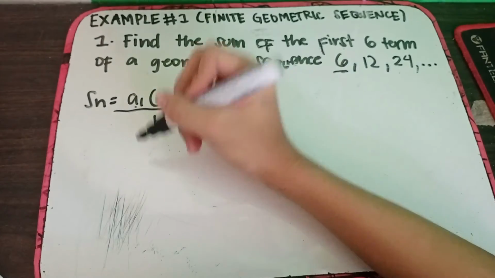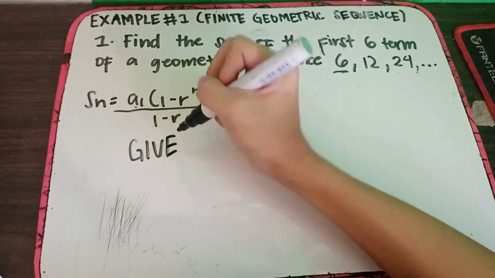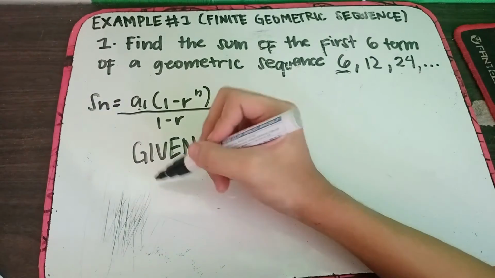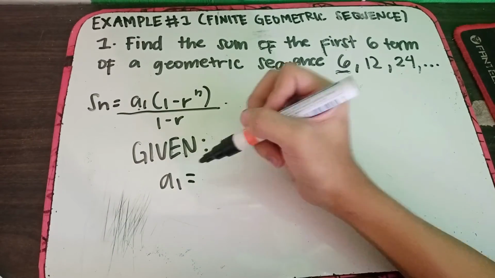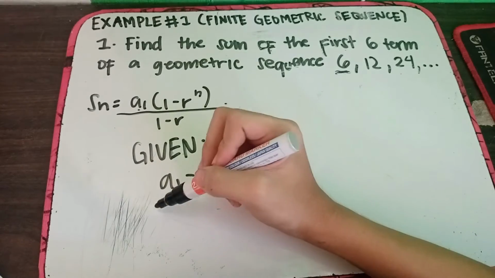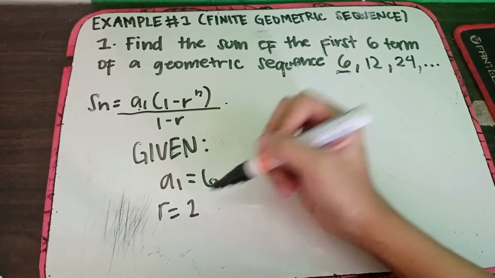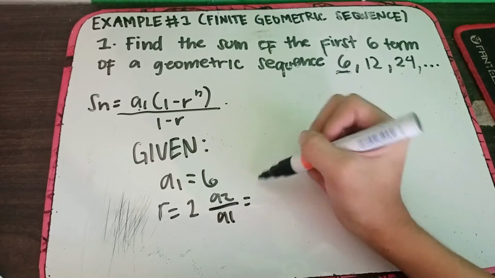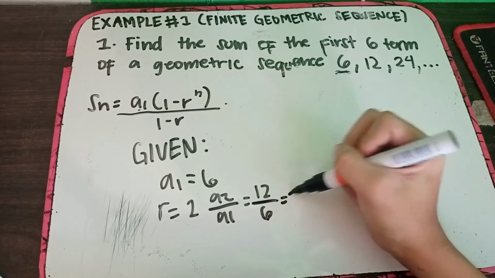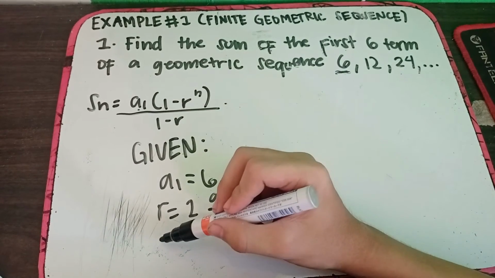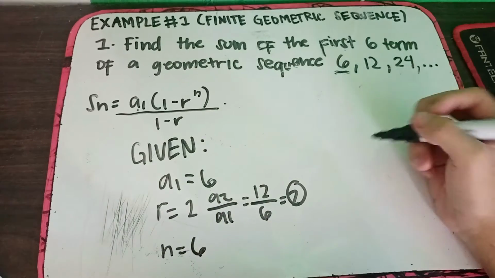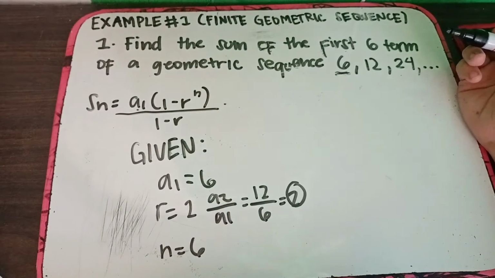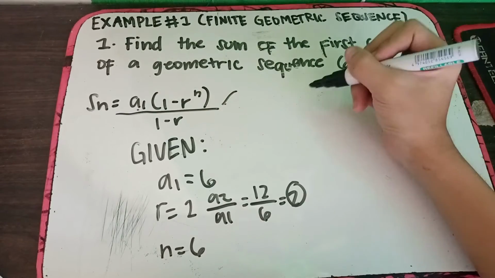First, we're going to look for the given. In the statement, the given is 6. Our first term is 6. And the common ratio is 2. We get the common ratio 2 because a sub 2 over a sub 1 equals 12 over 6 equals 2. And the number of terms that we are looking for is 6. Let's find out what is the sum of the first 6 terms of this geometric sequence using this formula.